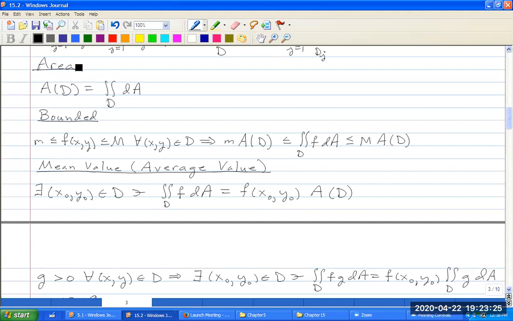We define the area of some region D as being the double integral of 1 over the region D. Bounded: let f be between little m and big M for every x, y in D. Then m times the area of D is less than or equal to the double integral of f over the region D, which is less than or equal to capital M times the area of D.